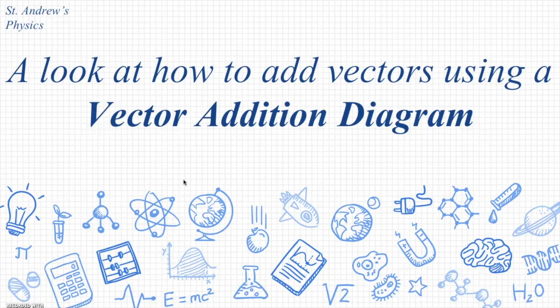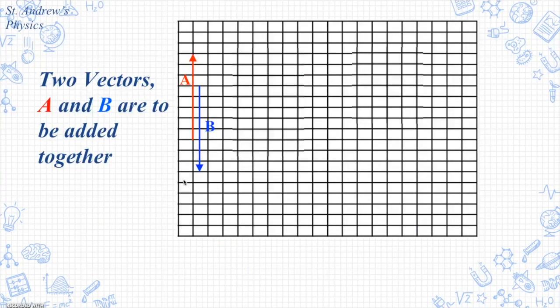There have been some questions about how to build a vector addition diagram. In this video, I'll take you through a couple of examples on some generic vector addition diagrams. Let's go ahead and start with two vectors, an A vector pointing up and a B vector pointing down.